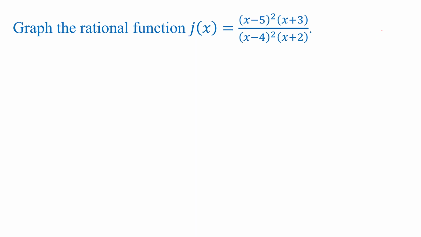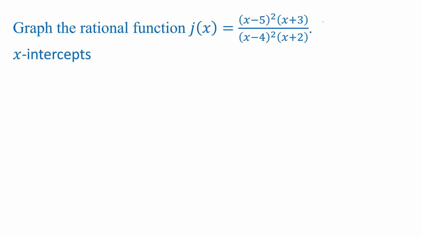I'll let you try that on your own. Now, moving on to graphing j of x equals (x minus 5) squared times (x plus 3) over (x minus 4) squared times (x plus 2). And note we have some even powers on our factors here, which will give us a little more information. We start by finding the x-intercepts.